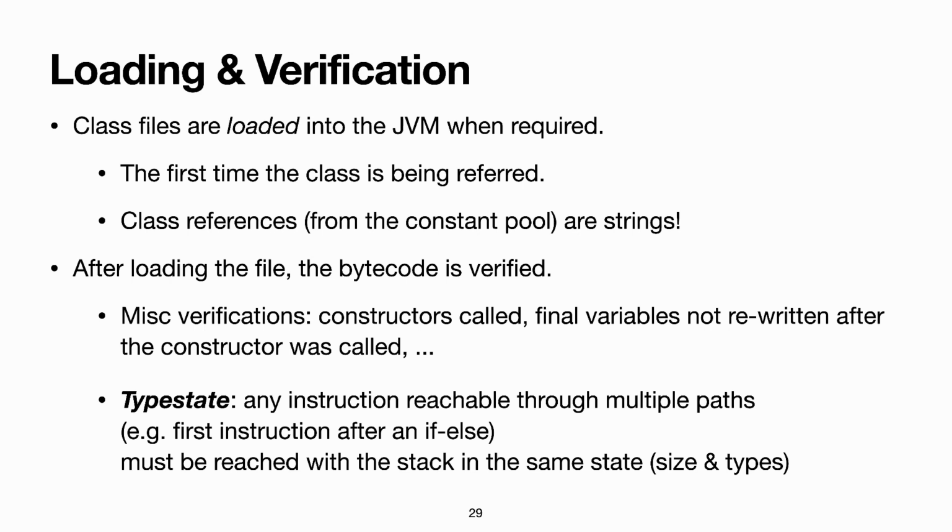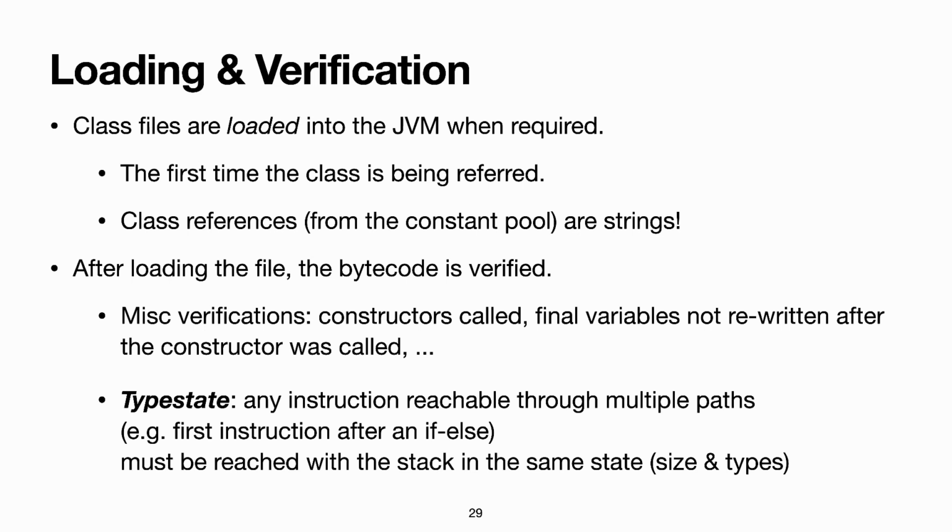And there are a number of miscellaneous verifications. So we said before that when we use the new instruction to allocate an object, the JVM will verify that a constructor is called in that object. It will also verify that final variables are not rewritten after a constructor was called, and a couple other things like that. There is a very important class of verification which has to do with something called the type state.